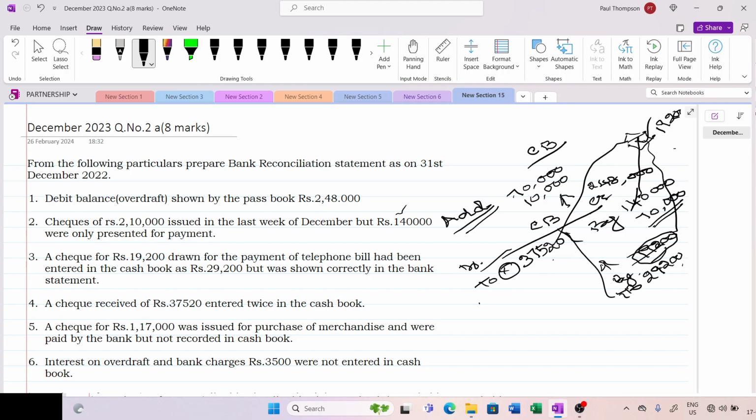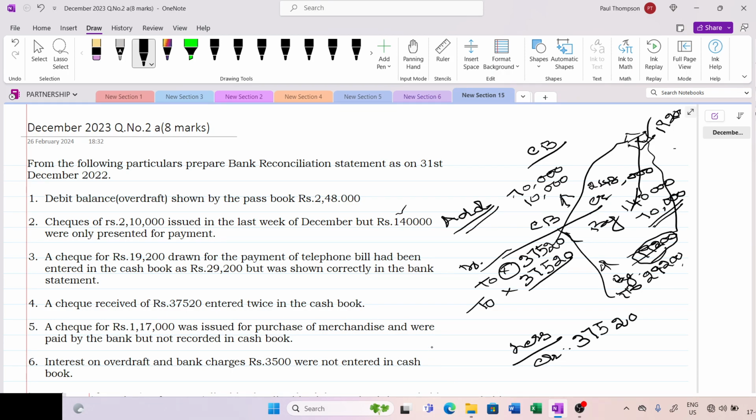But again, by mistake, it is entered in the cash book one more time, 37,520. It means I have reduced again 37,520 from my cash in my cash book. So I have to reduce. The check has been deposited but entered twice by mistake. So by writing it two times, I have reduced my overdraft to the extent of 37,520, which is not the actual position. Hope it's clear to all of you.